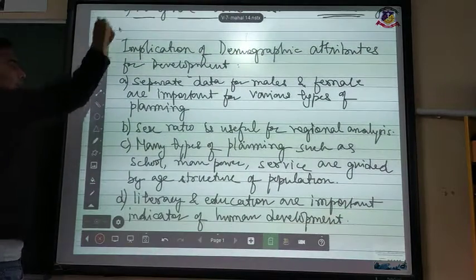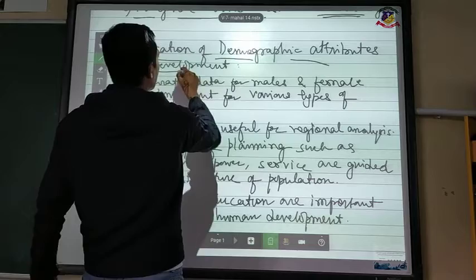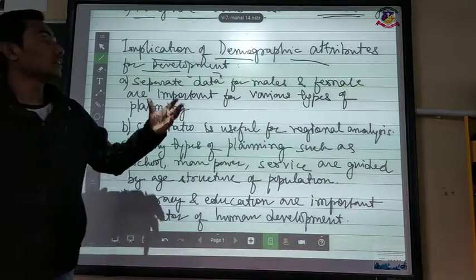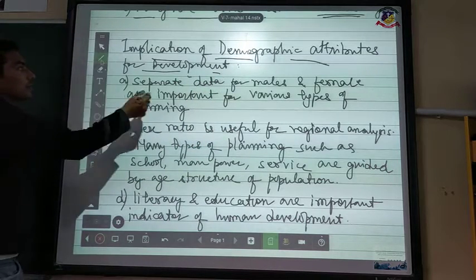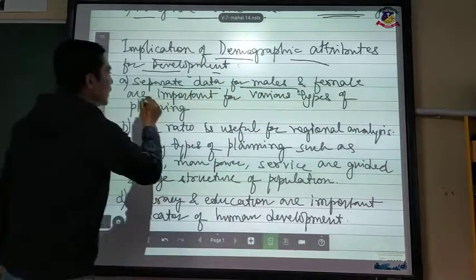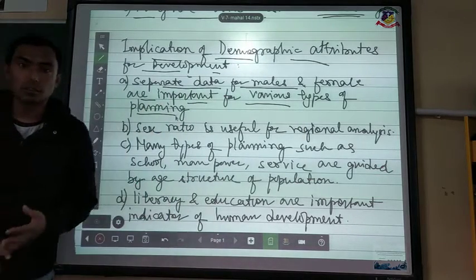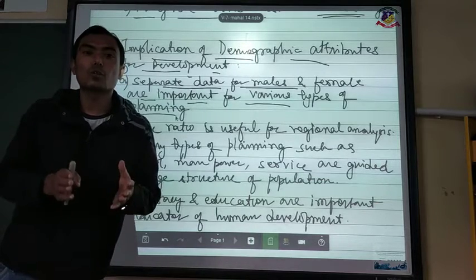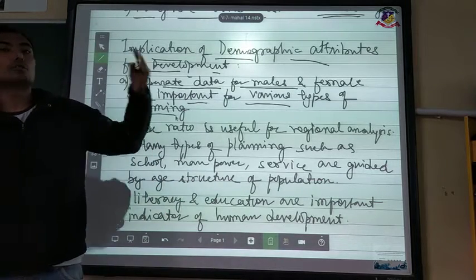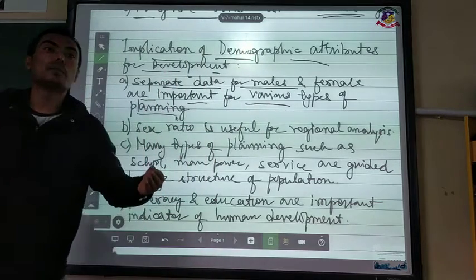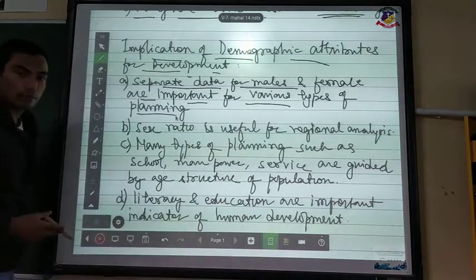The next topic is the implication of demographic attributes for development. What are the effects of demographic attributes on the development of a country? First, separate data for males and females are important for various types of planning. Clear? For example, how many girls' hostels and boys' hostels are required for particular government schools. It differs, because one school may have more girls and another school may have more boys. So separate data for males and females are important for various types of planning.